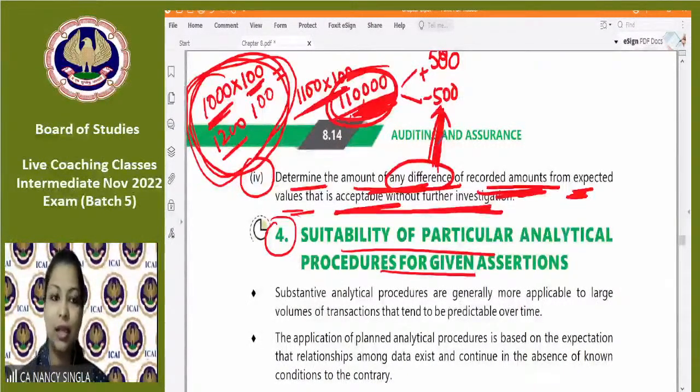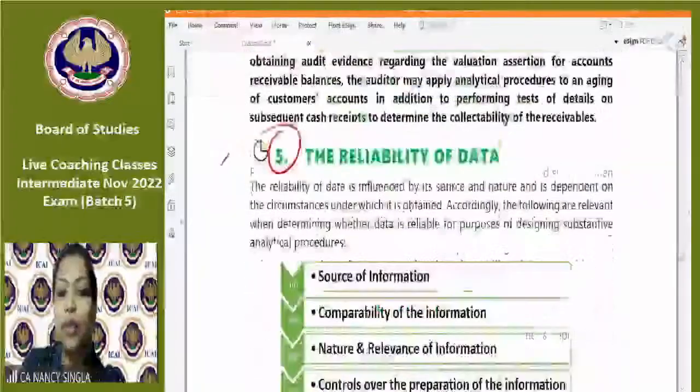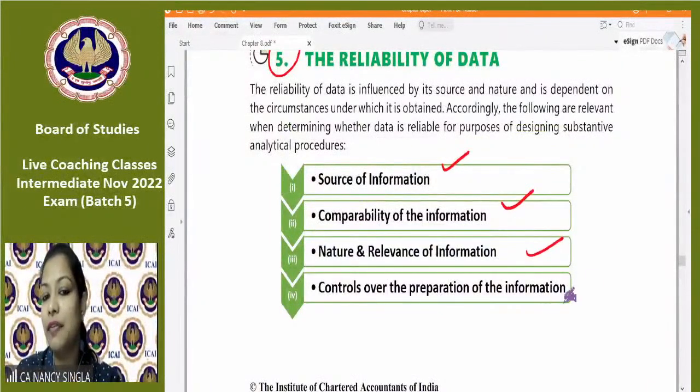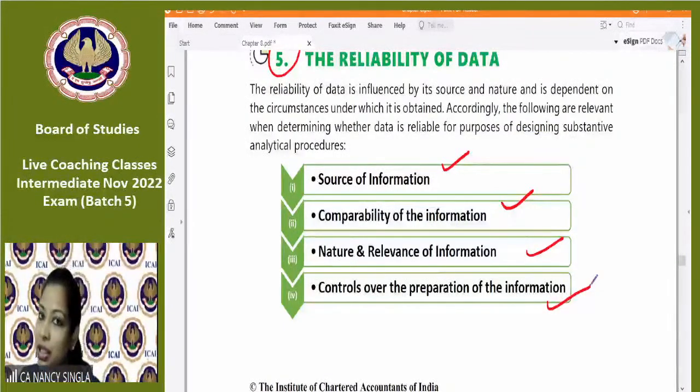ठीक है, देख लिया. अभी data management ने दे दिया. So whether this is reliable or not, it depends upon 4 factors. What are the 4 factors? It depends upon the source of data, the comparability, the nature and relevance, and control over preparation of information if it is prepared through internal sources.